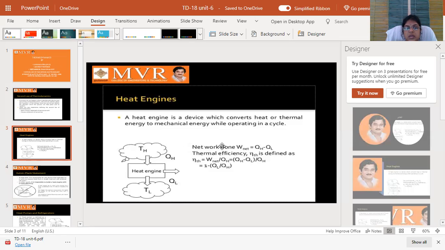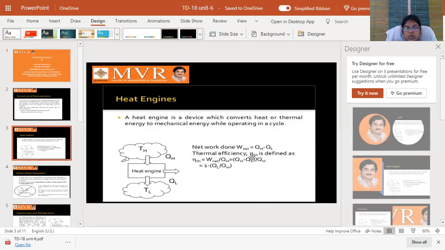Here, what is our net work done? Heat supplied minus heat rejected. Work done is nothing but the difference of heat supplied and heat rejected. Here heat supplied is QH and heat rejected is QL. So finally, net work done is equal to QH minus QL. So, thermal efficiency.